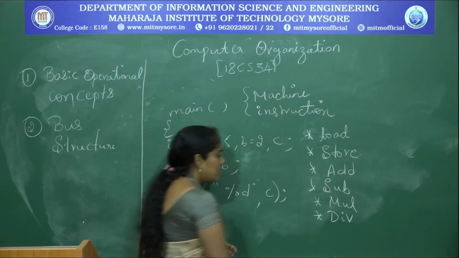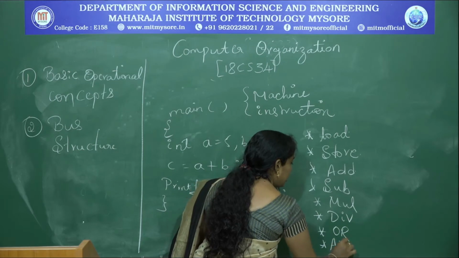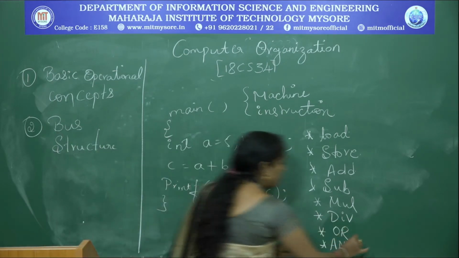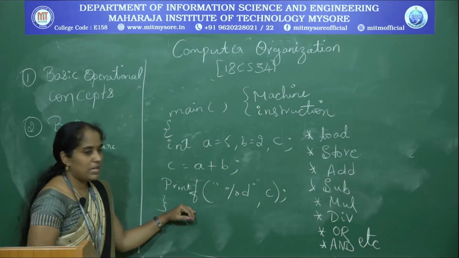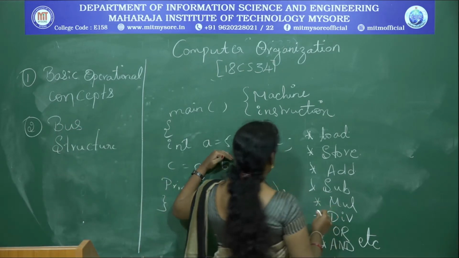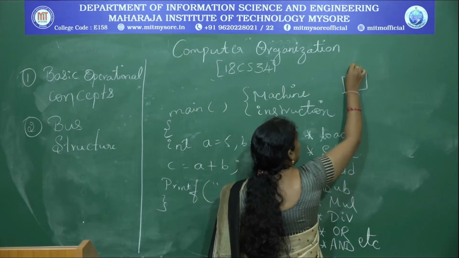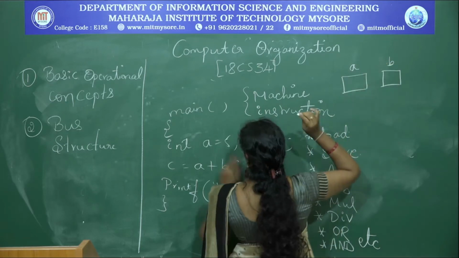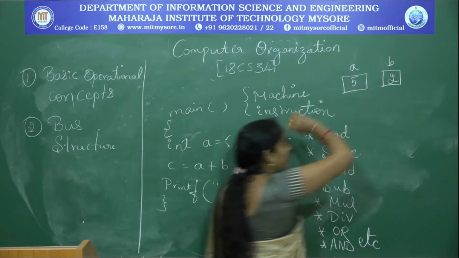And likewise, for logic operations, OR, AND, these are all the instructions. Okay, so take an example of this. This will be converted into instructions, right? How? Here, first in your main memory, this is A and this is B.